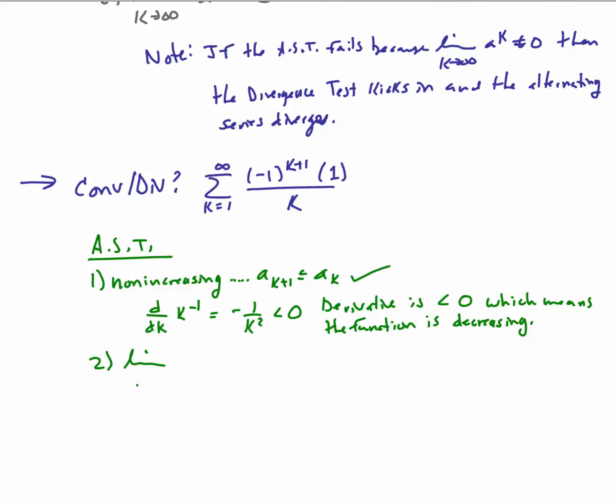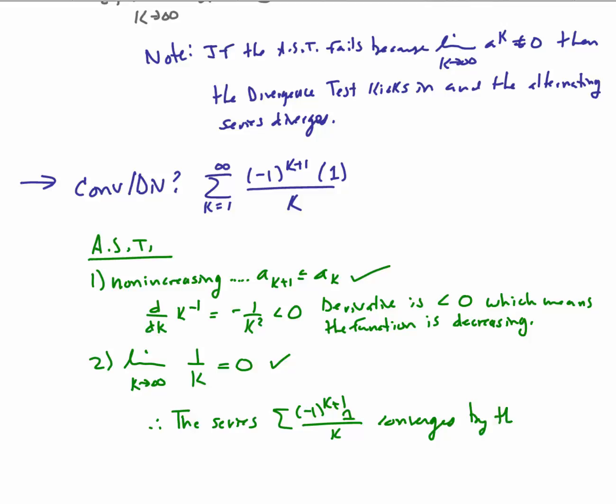The second piece here is the limit as k approaches infinity of 1 over k, when we're just looking at the non-alternating part, so we're ignoring this negative. This does equal 0, and that's the second criteria. So we could say, therefore, the series converges by the alternating series test.